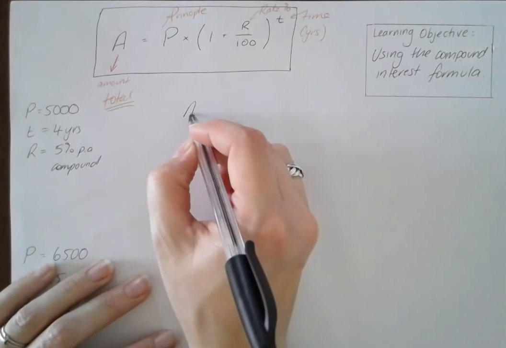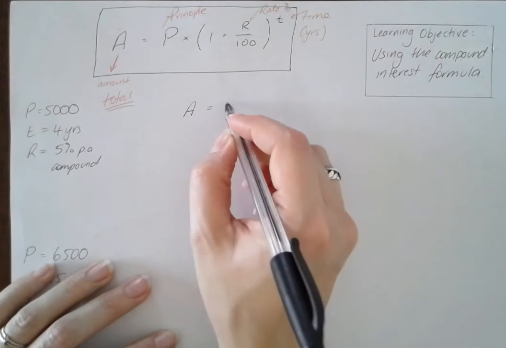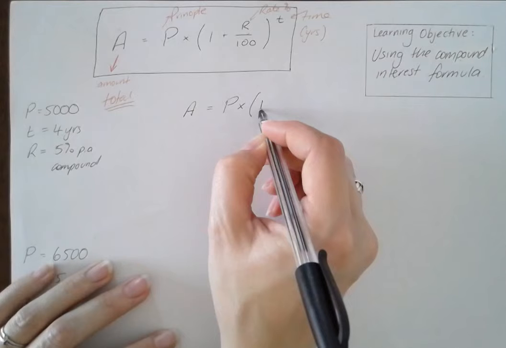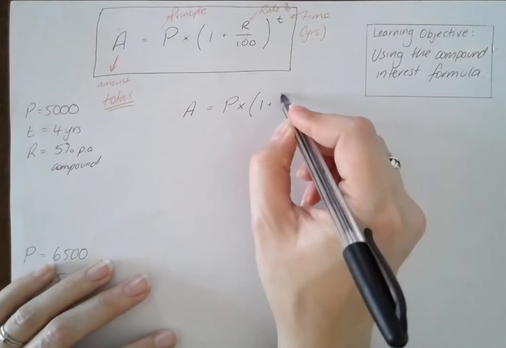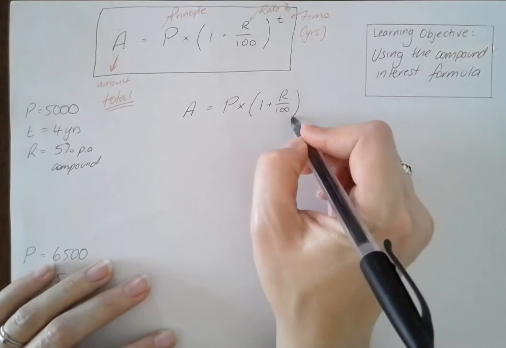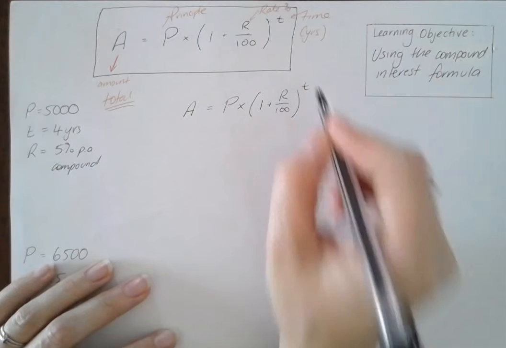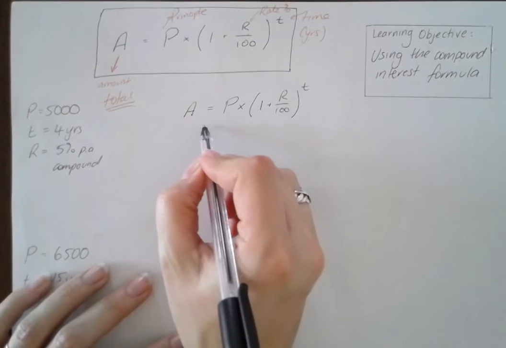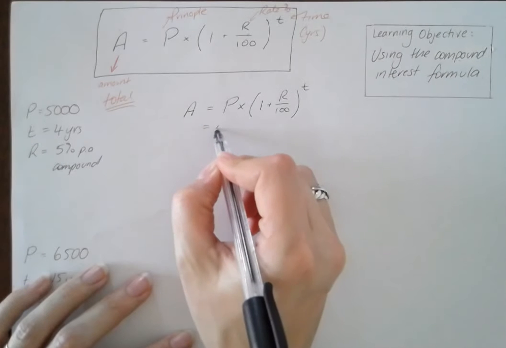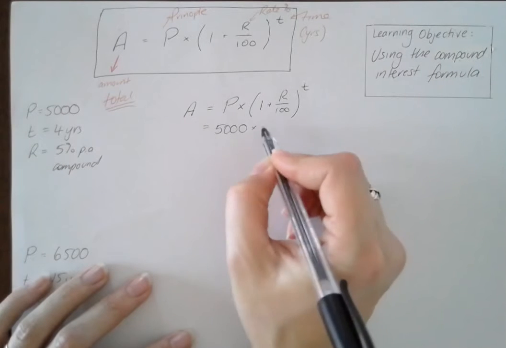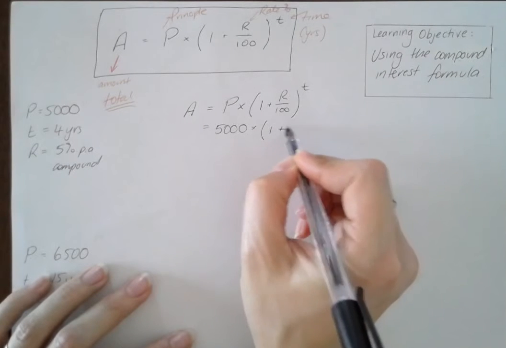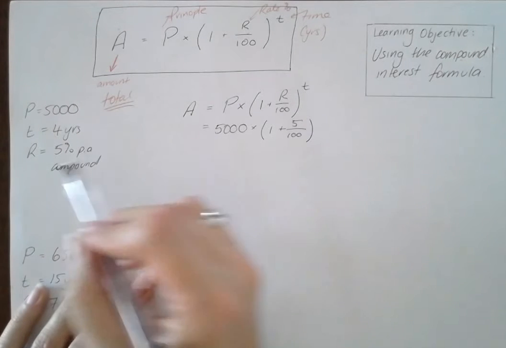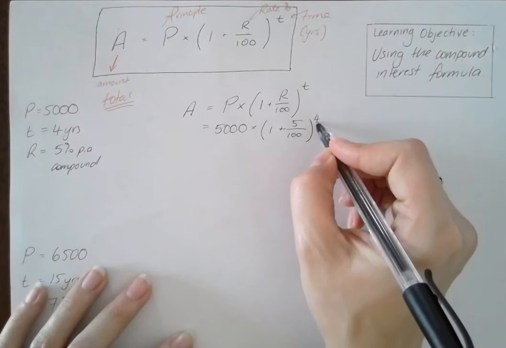answer. All right, our total amount is going to equal our principal amount multiplied by 1, that's a 1, plus our rate divided by 100 to the power of T. All right, so it's a power this time. We're going to have to practice doing that on our calculators. All right, so our principal is 5,000 multiplied by 1 plus 5 divided by 100 to the power of, how many years? It was 4 years.